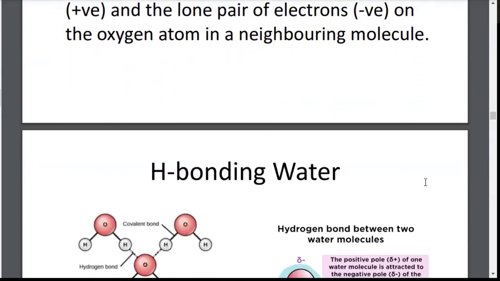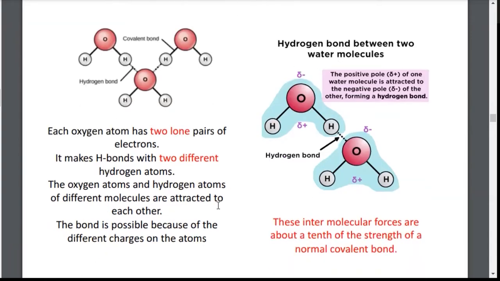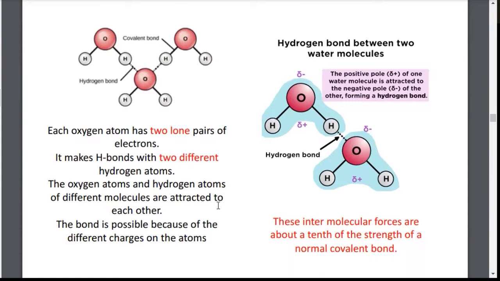So here's a representation of hydrogen bonding in water. Couple of pictures. As we've said, each oxygen atom has 2 lone pairs of electrons. It makes hydrogen bonds with 2 different hydrogen atoms in different molecules. The oxygen atoms and the hydrogen atoms of different molecules are attracted to each other. The bond is possible because of the different charges on the atoms. So you've got the positive hydrogen here and the negative oxygen here, and the negative charge on the oxygen and the positive charge on the hydrogen pull the different molecules toward each other.